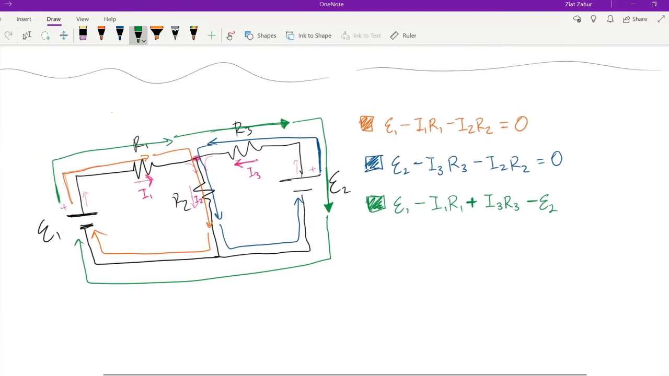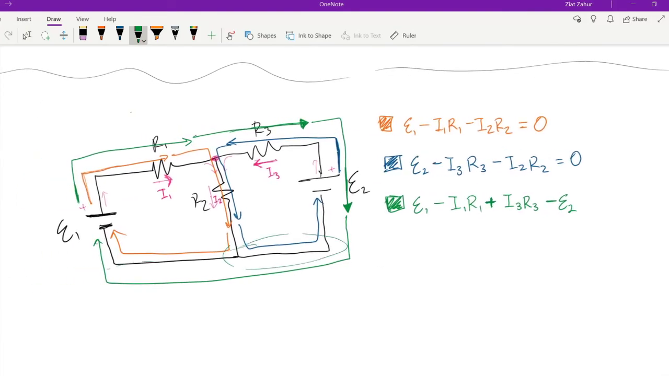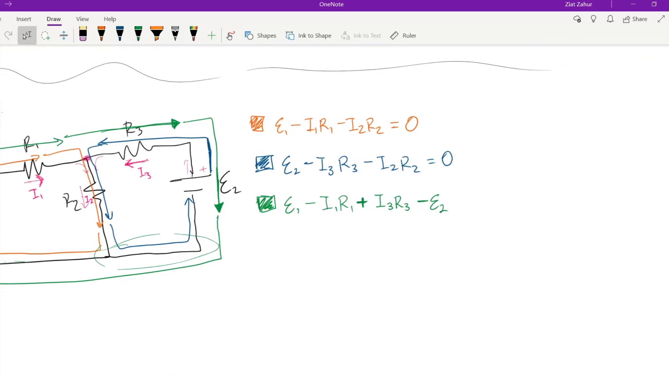All right, are we done? Yes, it looks like we're done. We're at the bottom of our battery, so we are done. Okay.